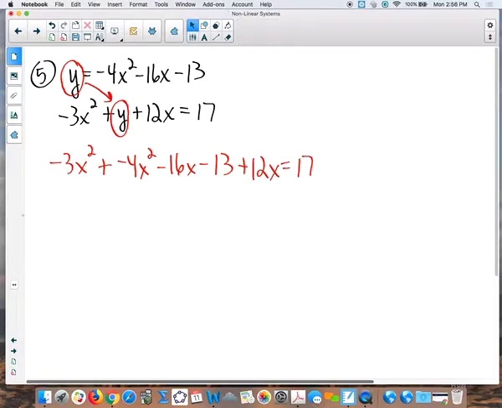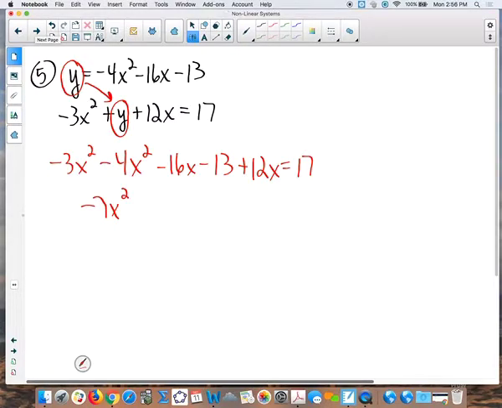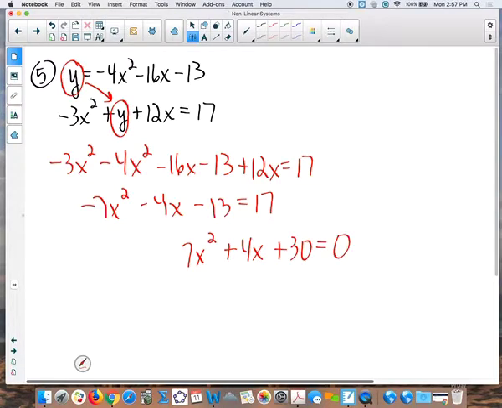I don't like that plus negative 4x squared, so I'm just going to change this. Two signs there. So minus 4x squared. Okay. Now all I have to do is clean this up a little bit. So on the left side here, I have negative 7x squared. And then I have minus 4x. And then I have minus 13 equals 17. I would like my x squared to be positive, so I'm going to move everything to the other side. So I'm going to have positive 7x squared plus 4x, and then plus 30 equals 0.